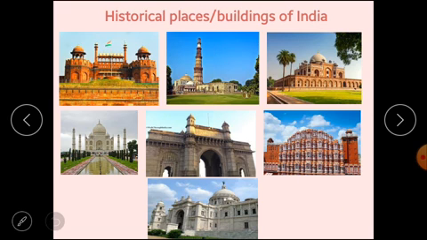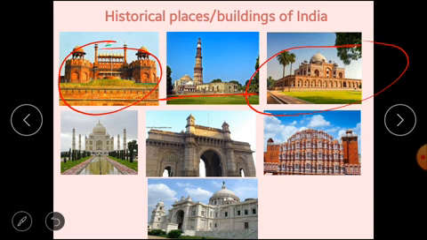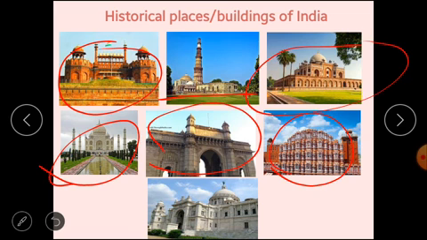All of you must have visited various historical buildings, monuments, and places. There are so many around us, like Red Fort, Qutub Minar, Humayun Tomb. These are located in Delhi. If we move a little further from Delhi, then there is Taj Mahal, the epitome of beauty, and the Gateway of India, Hawa Mahal, and the Victoria Memorial. Victoria Memorial is located in Kolkata.